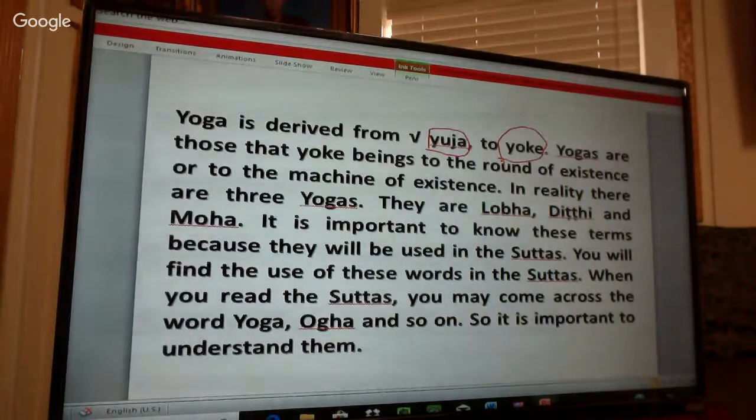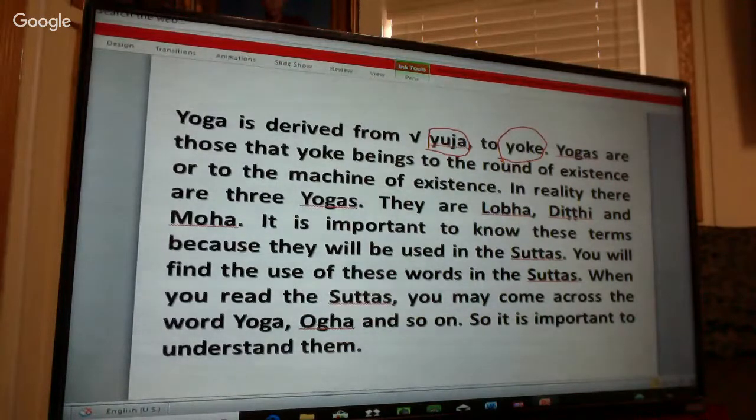The yoga are those that yoke beings to the realm of existence, or to the machine of existence. So that's why all living beings with the yoke are reborn again and again, with no end. But in reality, there are three kinds of ultimate reality: Lobha, Dosa, and Moha. It is very important to know these terms because they were used in the suttas.